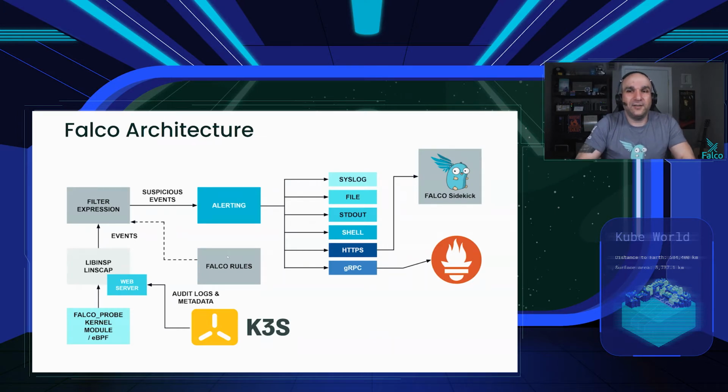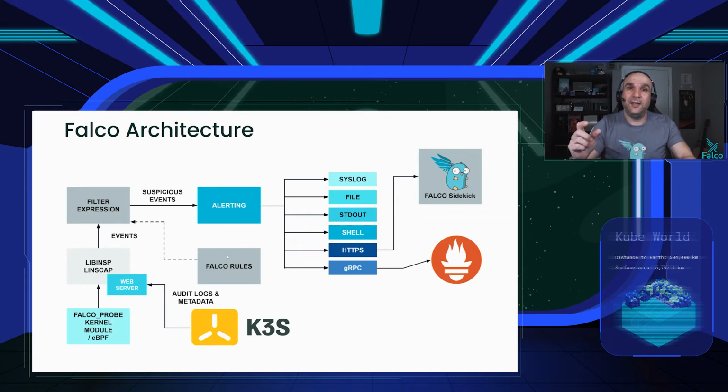Falco's architecture is pretty simple in that we can attach to audit log and metadata, and we install a kernel module on the underlying host that's running K3s or Kubernetes or RKE, those types of things, or single nodes. You can install as a standard host as well. And then we filter those expressions that are happening at the syscall level, and then use these rule sets for you to look and alert for any type of suspicious events. And in the demonstration, I'll show you that. You can then output that to things like syslog, file, standard out, shell, HTTPS, or gRPC.